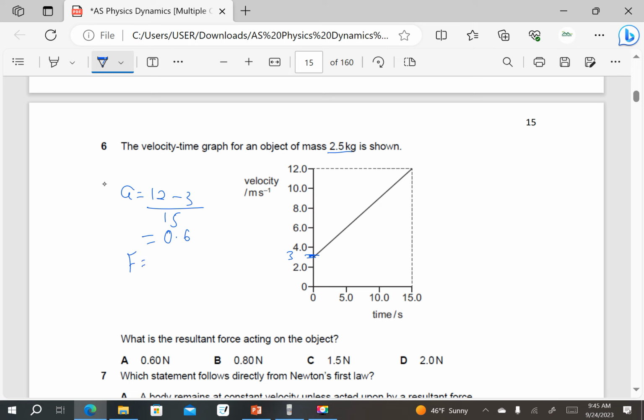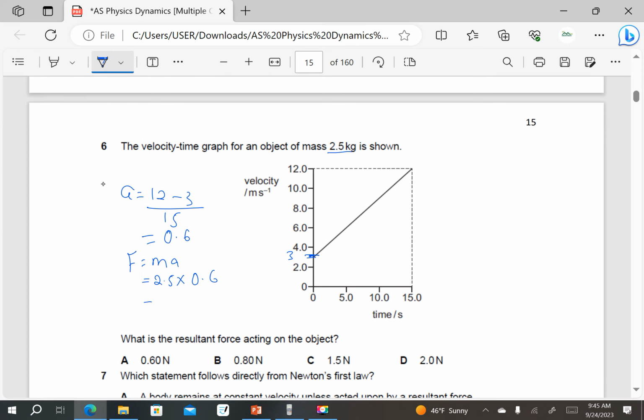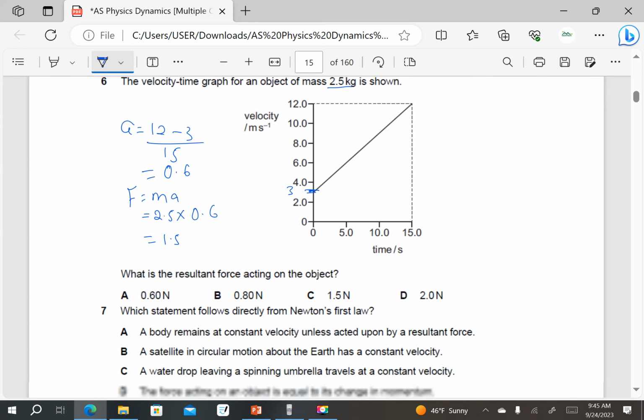So the resultant force is mass times acceleration, which is the mass 2.5 times the acceleration, which is 0.6. So I'll just multiply this by 2.5, and this gives me 1.5 newtons. So the answer is going to be C.